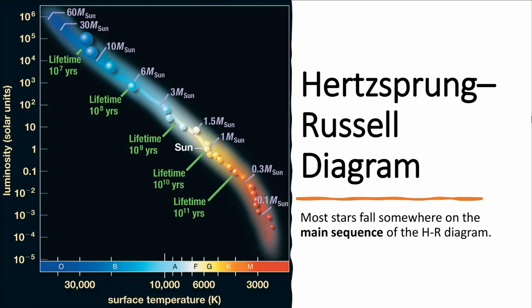If we just zoom in on that diagonal strip of stars, those are called main sequence stars. And most stars that you're going to see in the sky are going to be on the main sequence. And so generally, as the temperature of your star increases on the main sequence, its luminosity is going to increase.